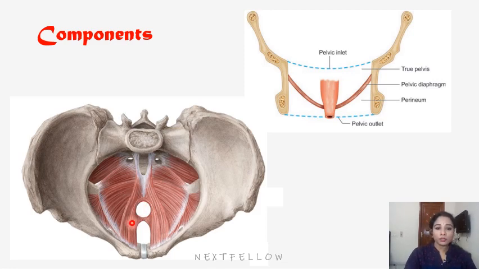So here we can see this is the levator ani muscle and this is the coccygeus muscle, and this is obturator internus. This is coccygeus, this is obturator internus, this is parts of levator ani, this is puborectalis, this is iliococcygeus, and we can see the piriformis as well.